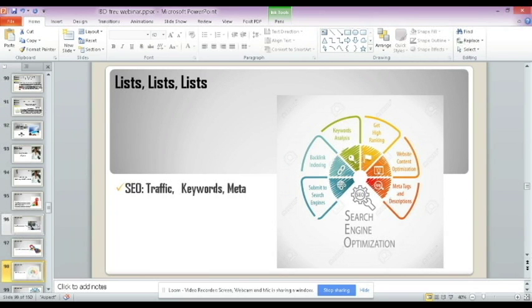Your SEO traffic and keywords and meta. So there's a search engine whole wheel that exists. And what happens is in order to optimize you, your brand, your company, you need to have traffic and keywords and meta tags. And to be honest, this is not where I dominate at.